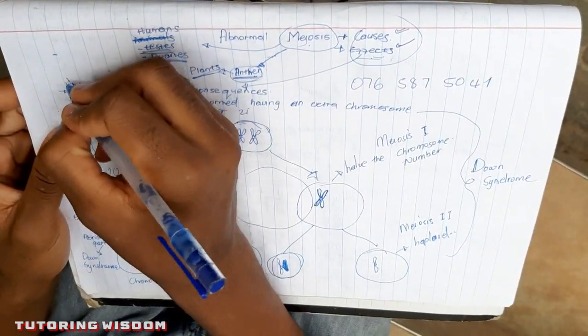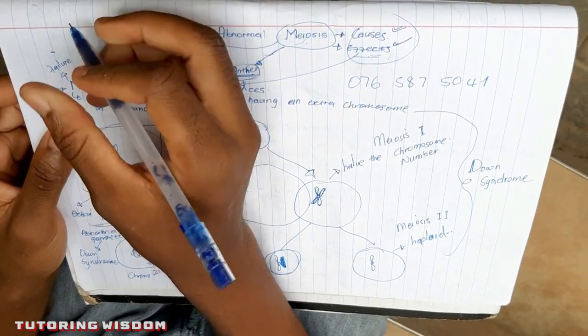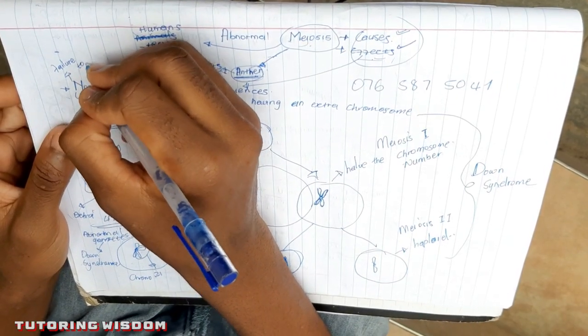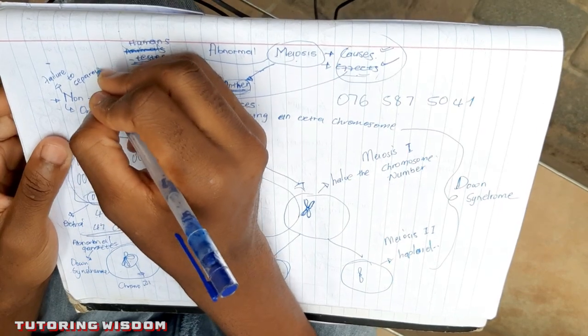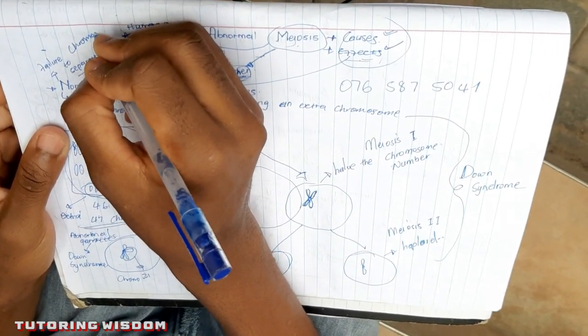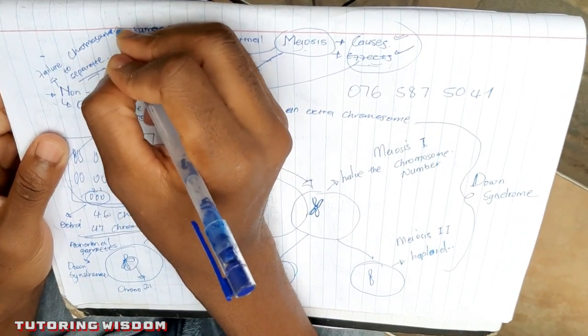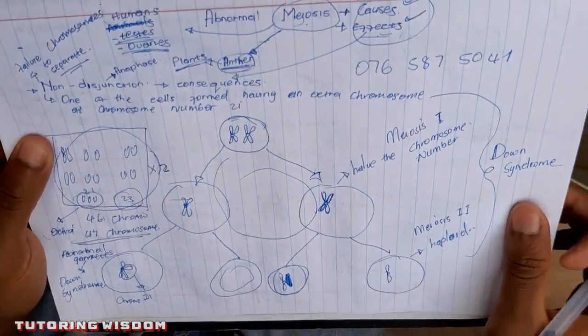So a non-disjunction is the failure of chromosomes to separate, right? It's when chromosomes fail to separate. Let me just add that, just to not confuse people. So it's the failure of chromosomes to separate, right?